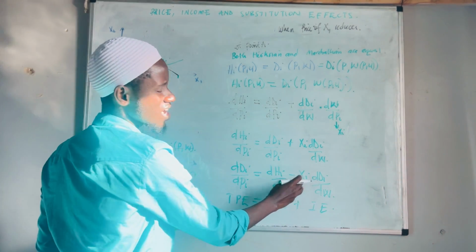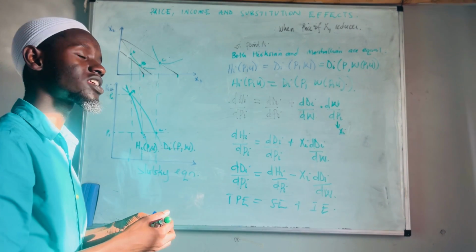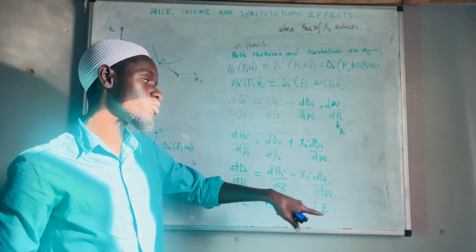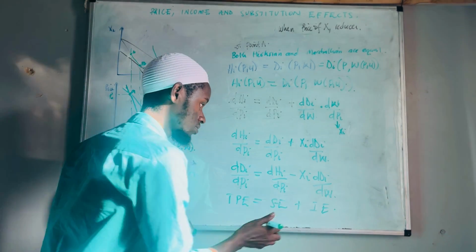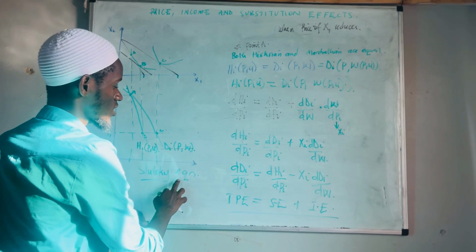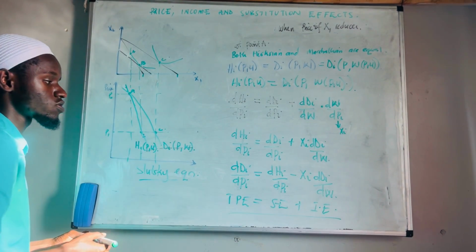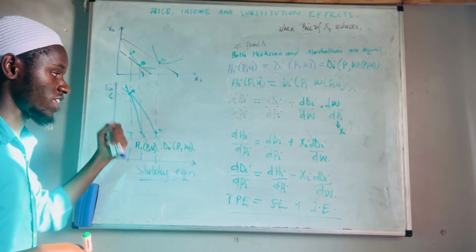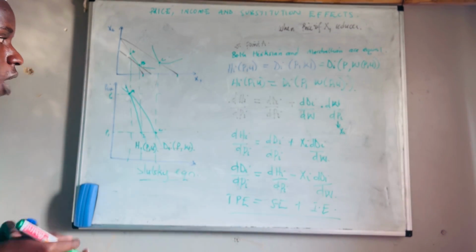This xi is just the quantity of xi that we multiply times the change in the Marshallian curve with respect to w, where we have the income effect. And therefore, from this, we know that the Slutsky equation just tells us that total price effect equals substitution effect plus income effect, as we saw in the previous diagram I've drawn.